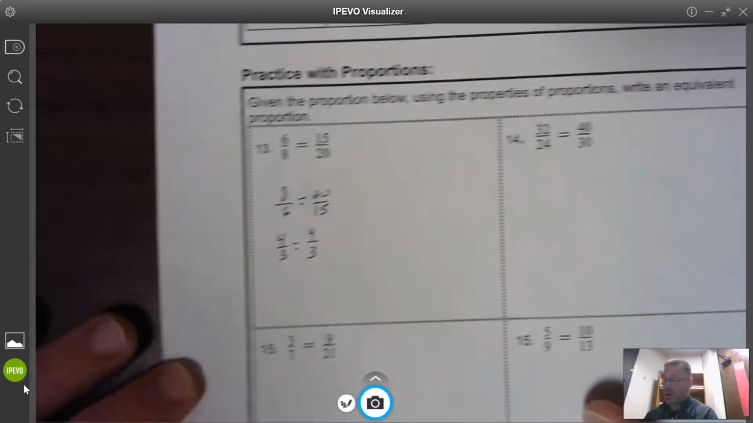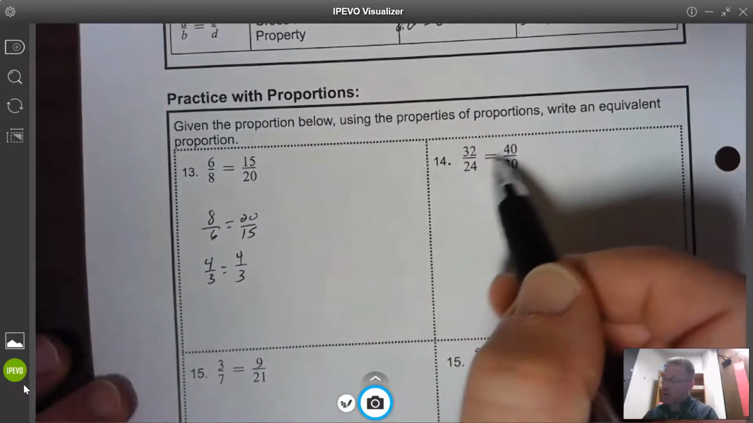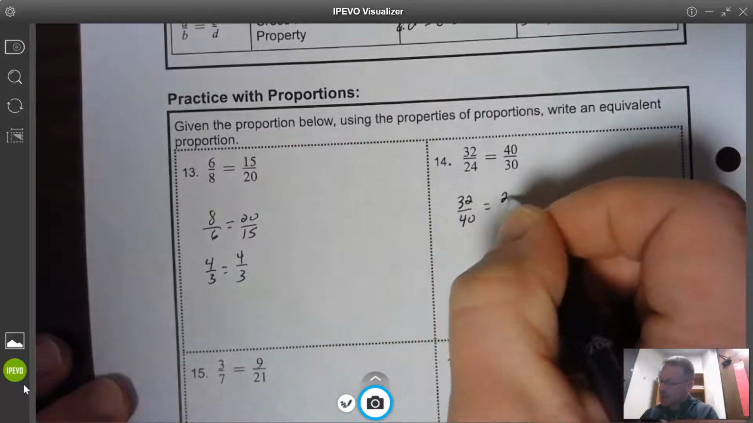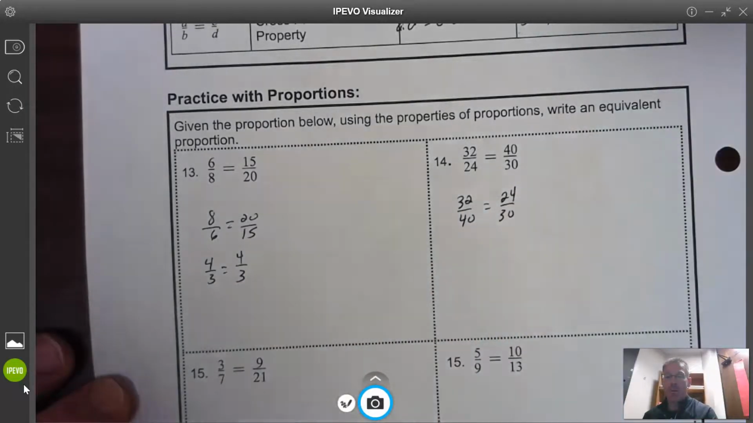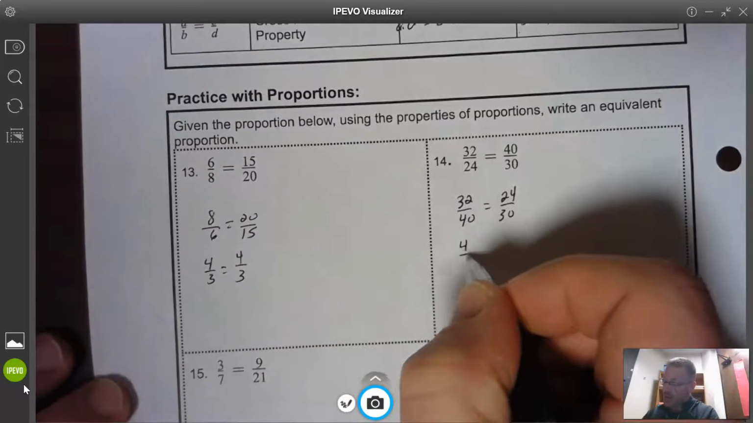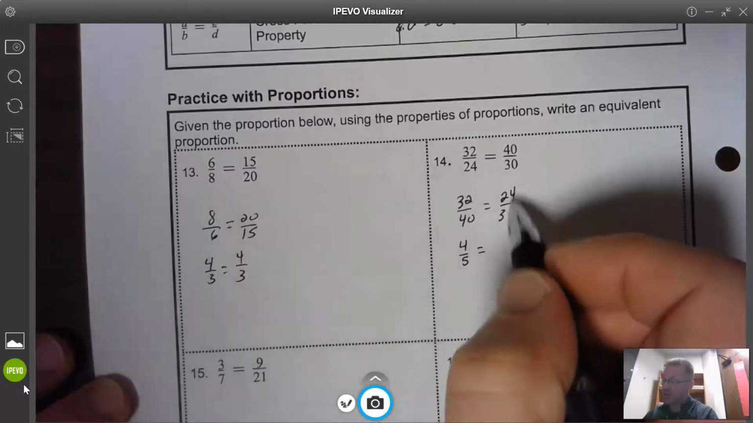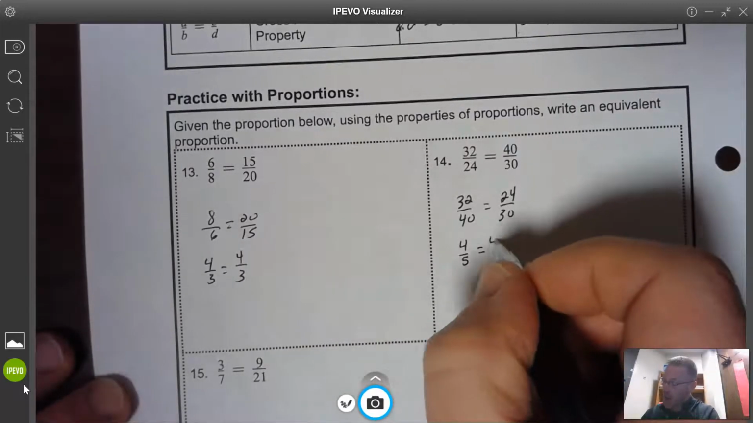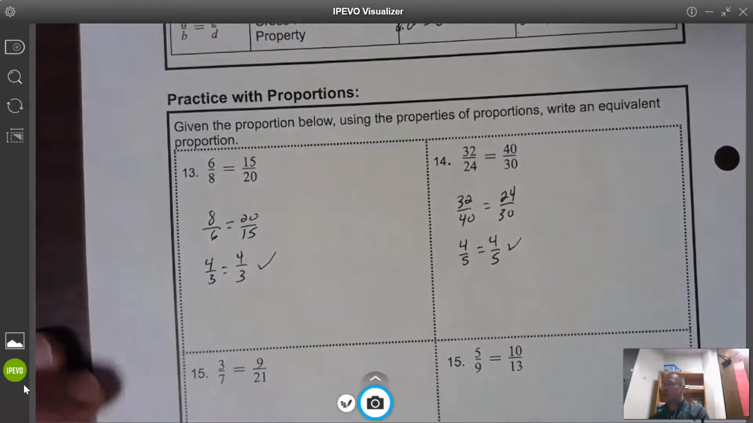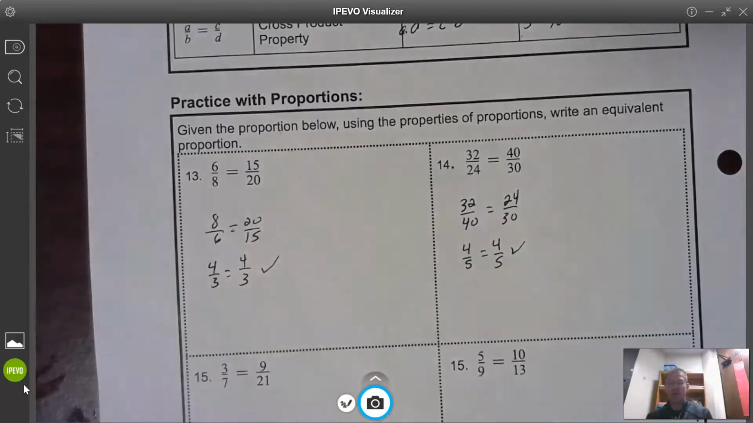Now on 14, I'm going to exchange these two, and I'm going to get 32 over 40 equals 24 over 30. Once again, if this is an okay manipulation, one of our properties, when I reduce both sides, it should be equivalent. The GCF of 32 and 40 is 8, and that gives me 4/5. The GCF of 24 and 30 is 6, and that gets me to 4/5. So I get an equivalent statement. Be sure to check your work when you do whatever manipulation you do, especially if it doesn't match the answer key, and then you'll know you're correct.